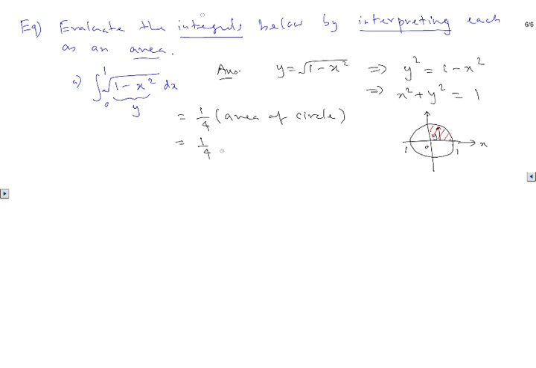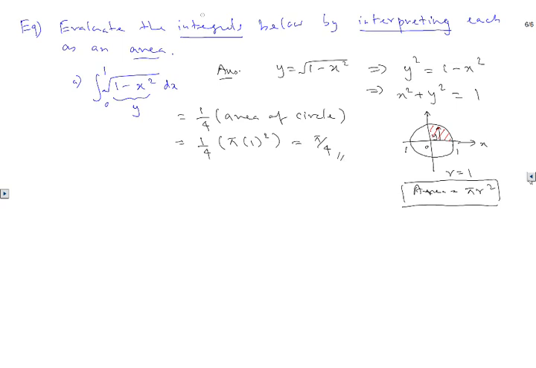So 1/4 pi. What's the radius? Radius is equal to 1. Pi times 1 squared, because the area of a circle is pi r squared. That's the formula, pi r squared. So it is pi 1 squared, that means pi over 4. Okay, so it's simply pi over 4. Interesting. So you can find the integral just by interpreting this as an area, but this area is just simply 1/4 of a circle.